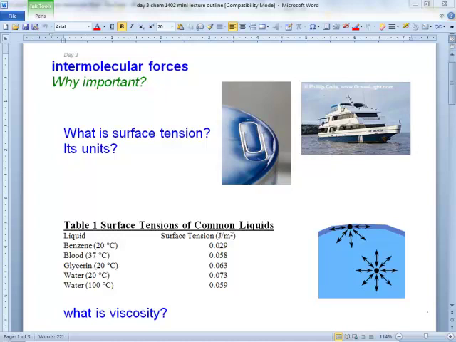Here are some different surface tensions of some liquids. Why are they different? Why are these different numbers? Look at these: 0.029, and 0.073 for water. Heat it up and water drops down a little bit. What's going on? Why would they all be different? I mean, they're all liquids. They all have a surface tension. Temperature looks like it has something to do with it, because look, when you heat it up, the surface tension actually goes down.